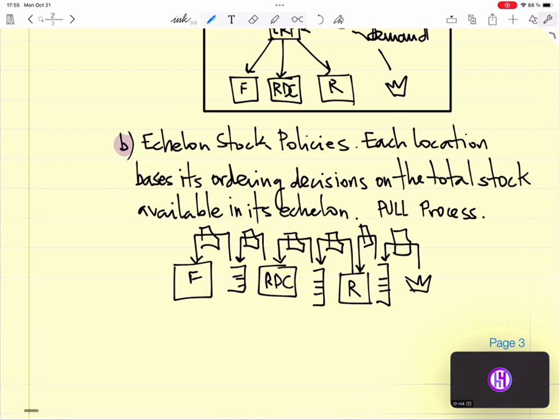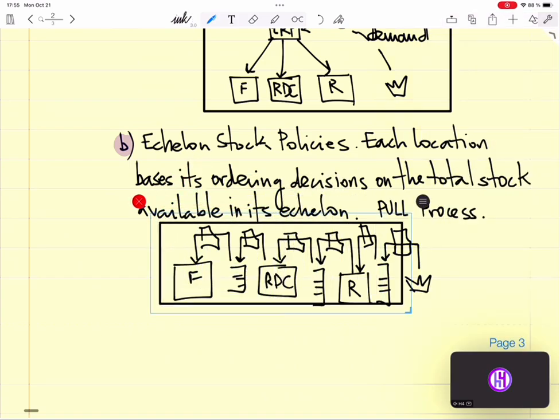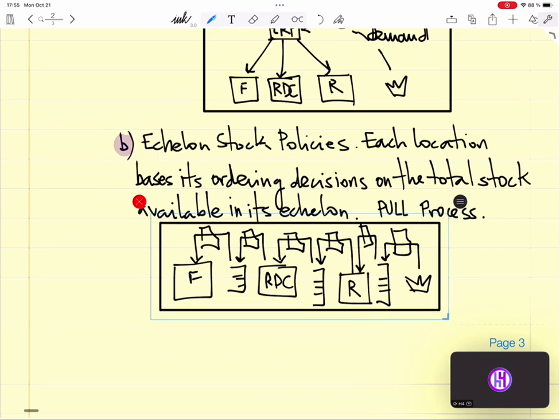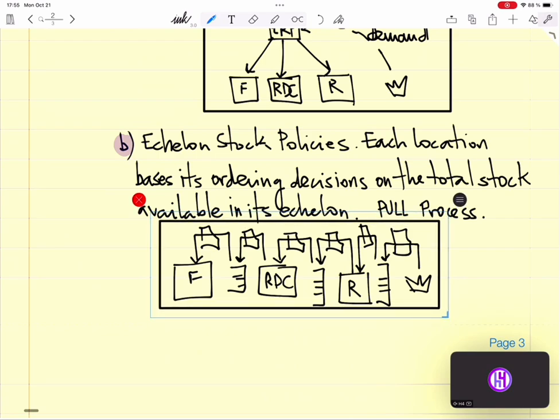Okay, and this is basically the way to do it if you want to have a more stable supply chain and less variability and so on. We will see that, as I said, in one example starting next week.